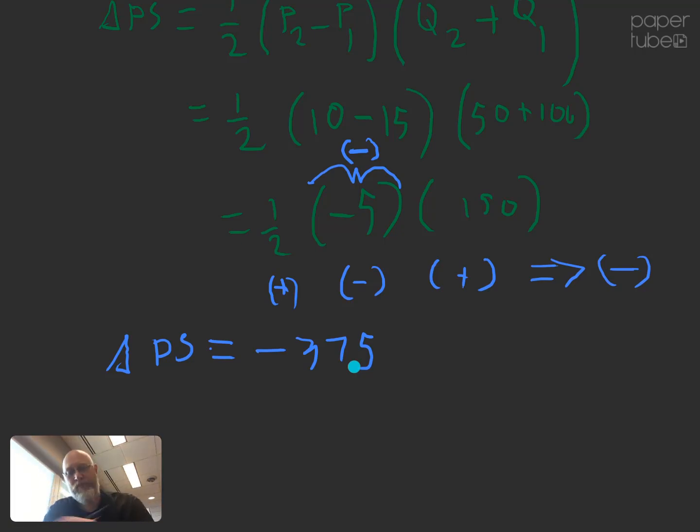All right, what does that mean? It's less than 0. It's a negative number. This means that the producer surplus has gone down by $375. It means that the profit that the firms in this market would have earned has dropped. So the profit has gone down by $375.